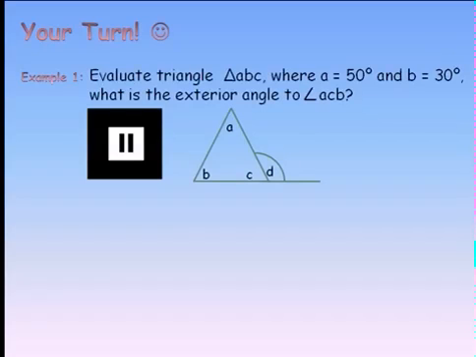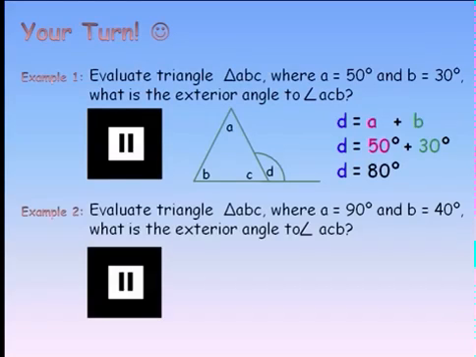Welcome back. Hopefully what you've done is draw a triangle, because sometimes that helps put things into perspective. So this is my drawing of the question above. And I've written D equals A plus B. Replacing A with 50 and B with 30, I get 80 degrees. So let's have a look at example 2. And again, I suggest you pause the video, and when we come back, we'll look at this together.